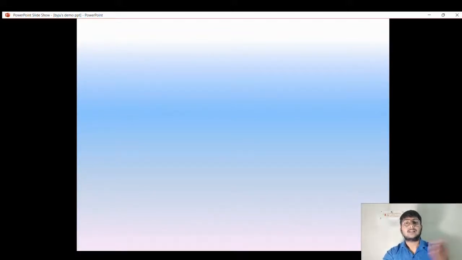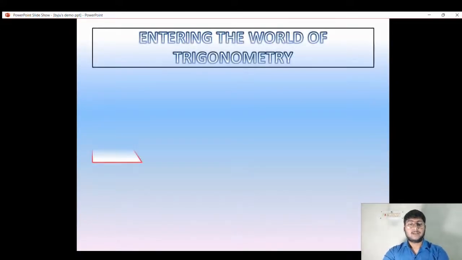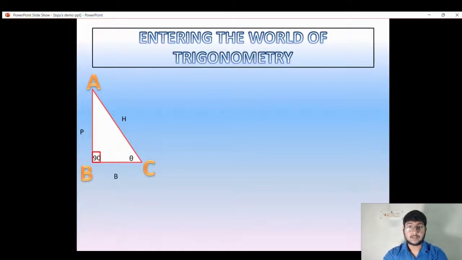Up till now we have just been dealing with the sides, and now in trigonometry we will be dealing with the angles as well as the sides. Okay, so let's start. Suppose we have the same type of triangle, a right angle triangle ABC, and here we also have the perpendicular, base, and the hypotenuse, and a new symbol that I am including over here, theta.